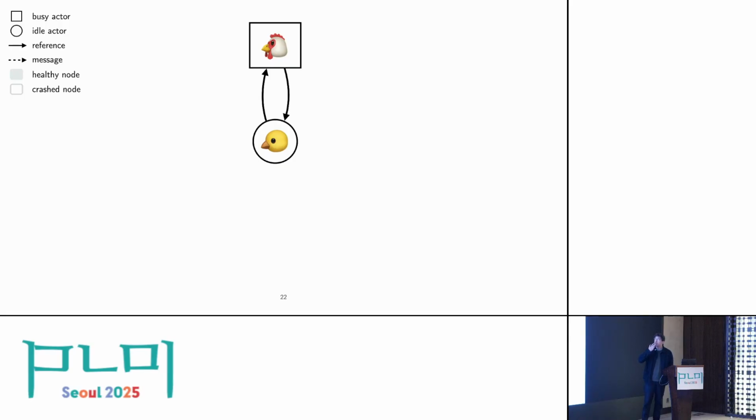Here's a little example. Here's our chicken and chick again. Imagine that the chicken spawns this gray bird, it sends a reference, and then it becomes idle. And now let's say that we're doing a naive garbage collector. Actors are just going to send information about what they look like right now to the garbage collector, and we're going to see what happens.